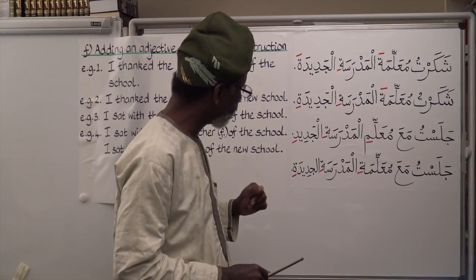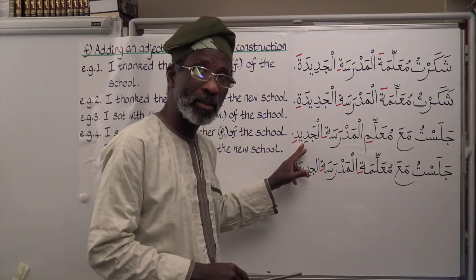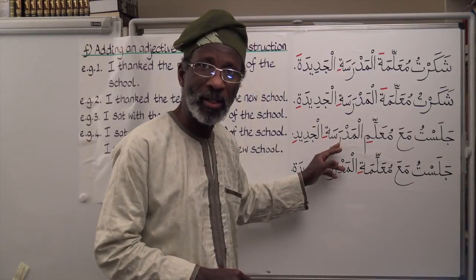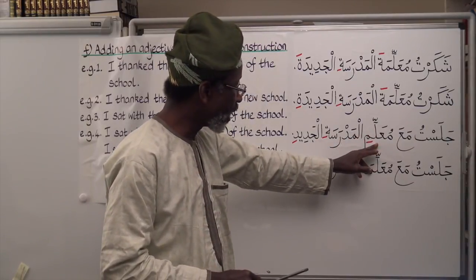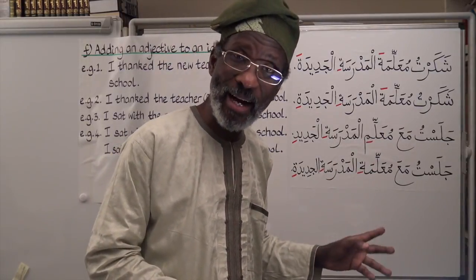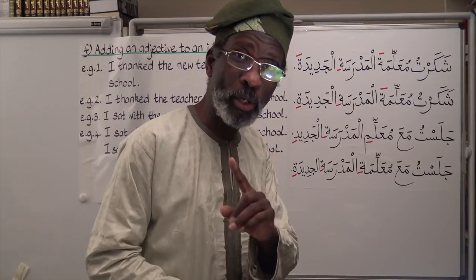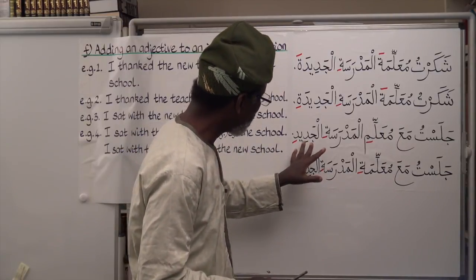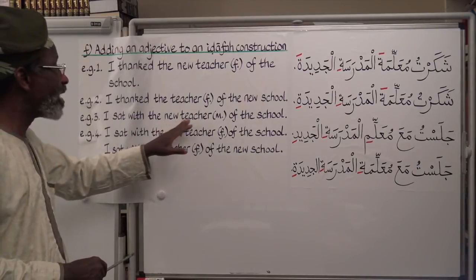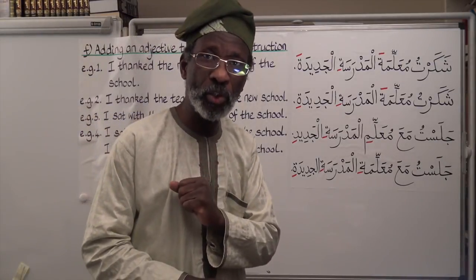But let's look more closely. This is a masculine adjective. This is feminine. It cannot belong to this one. So the owner must be muallimi. Muallimi is defined now and is masculine. So therefore, the teacher is the new one here. And so we're saying, I sat with the new teacher of the school.